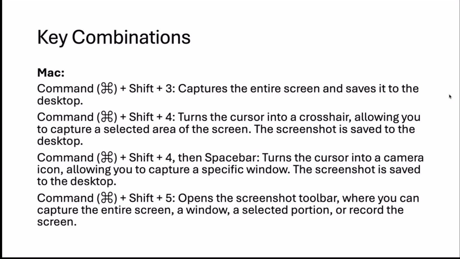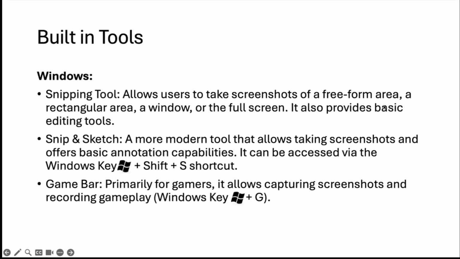If you use Command plus Shift plus 5, it opens the screenshot toolbar, where you can capture the entire screen, a window, a selected portion, or record the screen. In Windows, some of the built-in tools are the Snipping Tool. That one allows you to take screenshots of a free-form area, a rectangular area, a window, or the full screen.